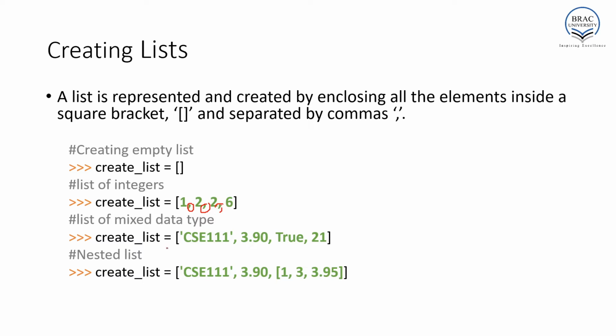In this createList variable, a list is stored. Inside the list, the first element is a string, the second is a float, the third is a boolean value, and the fourth is an integer. 4 different values of 4 different data types contained in a list are stored in the variable createList. We can also create nested lists, meaning a list can contain a list. So in this variable createList, the first element is a string of CSE 111, the second is a float value of 3.90, and the third contains 2 integers and a float value. So a list can also contain lists.